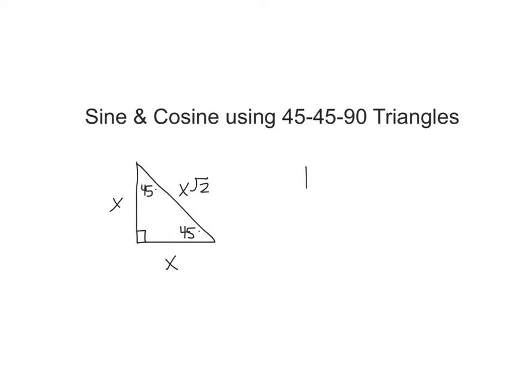The same thing could be true if I tell you that one of the side lengths is 1. How would you figure out what the hypotenuse is? Well, you would multiply 1 by root 2 and you would just get root 2.